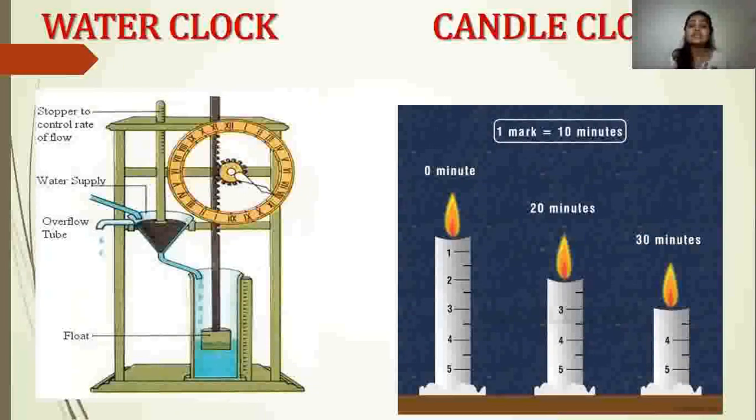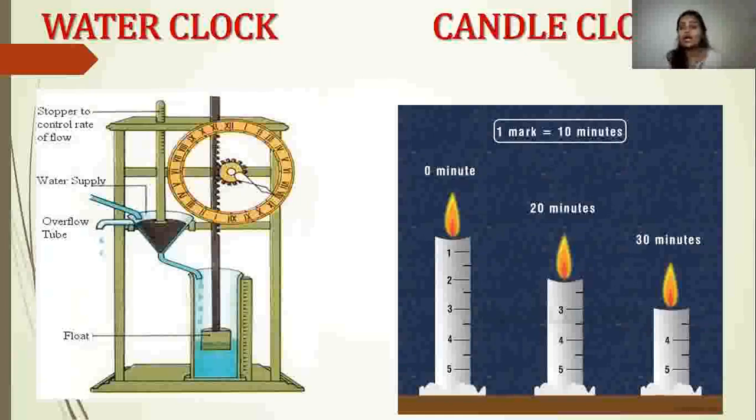So here we see two types of water clocks: one is the inflow water clock and the other is the outflow water clock. Inflow water clock means the water flows out of the container, and based on the decrease in the water level, the time interval was studied. And when we say outflow, the water gets collected in the container, and as it rises, based on the markings on the container, the time interval was determined.